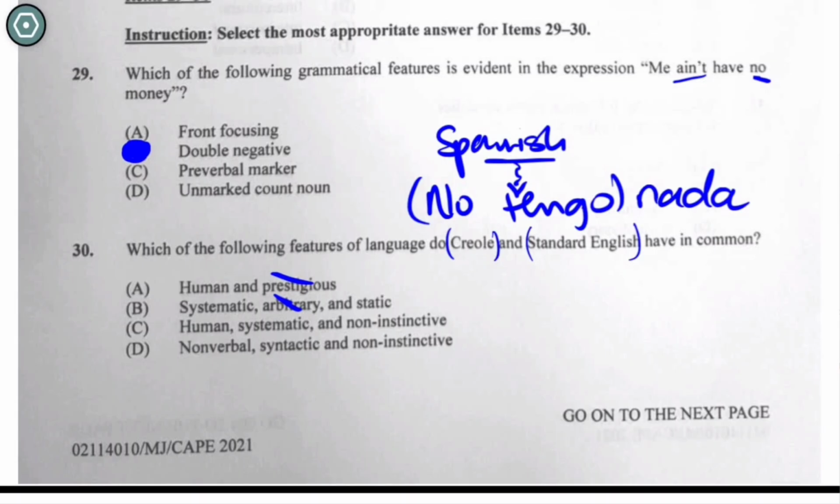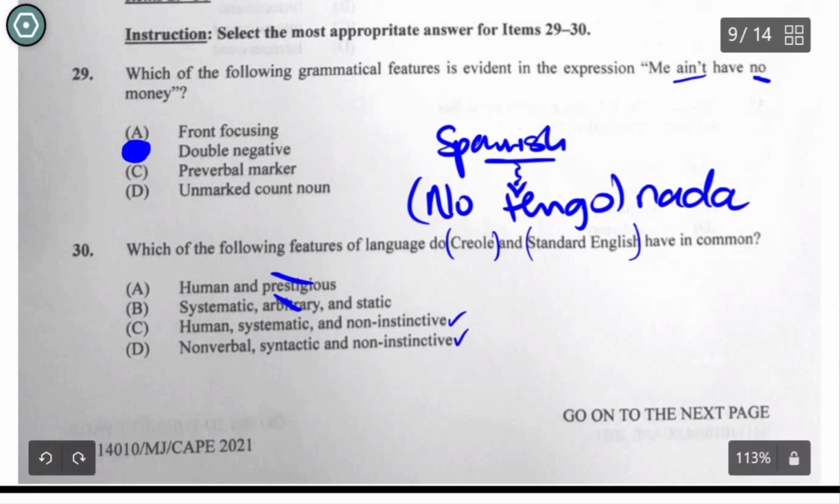So both are non-instinctive. So this is kind of a little disappointing that it's in both C and D. So we're going to have to think about it a bit more. Syntactic and systematic are similar because they go according to rules. So both here. Non-verbal though, I don't think so. Nah. So for this, let's see.